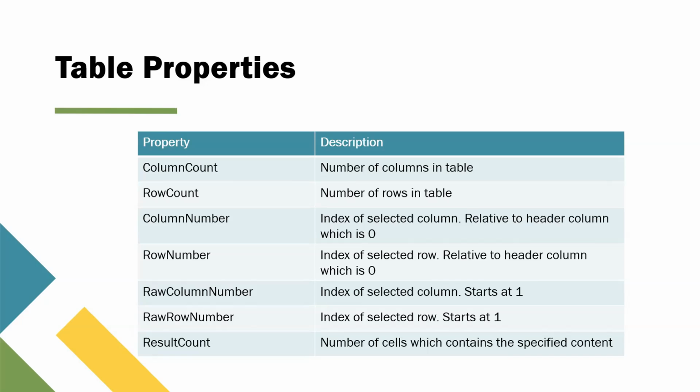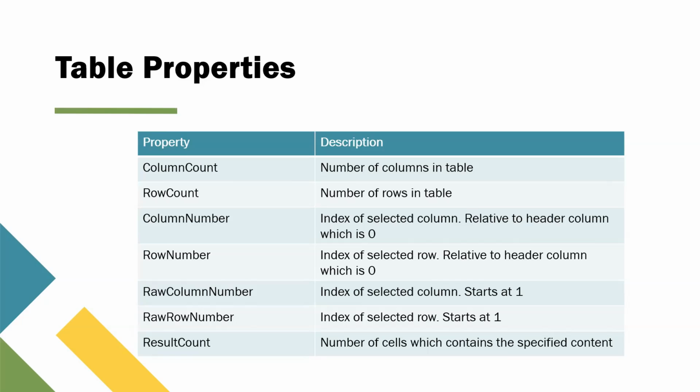Now let's talk about some of the general properties which are part of a table control. And then these properties can be used to perform different operations. And let's look at all of these. So we have got the column count. Now this will give you the number of columns in the table. We have got the row count, which will give the number of rows in the table.